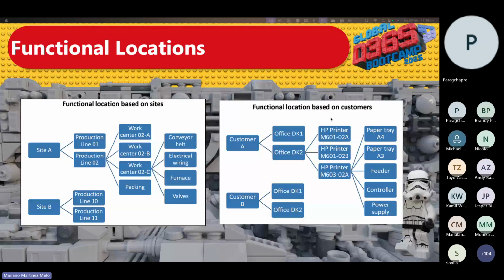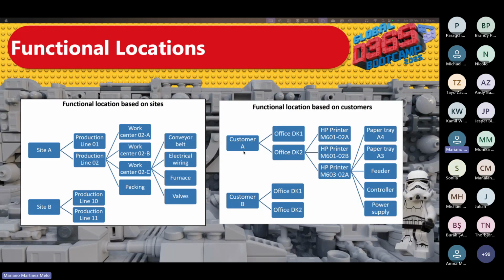Okay, let's continue. So as I was saying, functional locations allow us to group certain assets into, for example, sites, or customer locations. And we can have not only functional locations, but also assets. For example, each printer could have an asset, and inside that printer, we can have the different parts of the asset as a sub-asset or a child asset. Okay. Let's continue here.